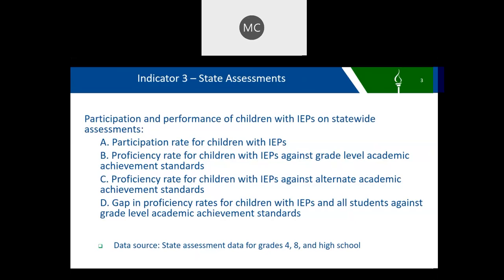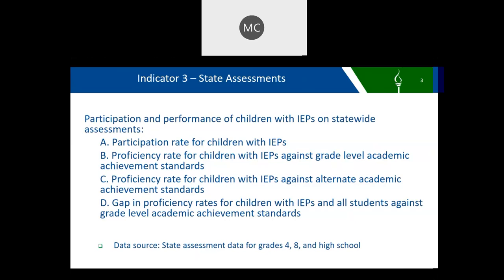B looks at the proficiency rate for students with disabilities on the regular grade level assessments, which are the MAP assessments in grades 3 through 8 and end of course assessments in high school. C looks at the proficiency rates for students with disabilities on the alternate assessments, which are for students with the most severe intellectual disabilities. D is a new addition to the SPP APR and looks at the gap in proficiency rates on grade level assessments or end of course assessments between students with disabilities and all students.